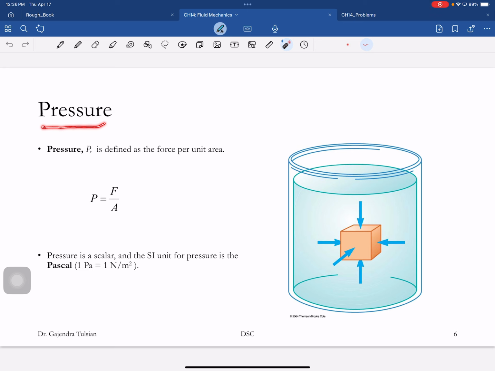So one of the things fluids can do is exert pressure. You immerse an object like that in a fluid and you'll see that the fluid exerts a pressure. The fluid exerts a force which is perpendicular to the face, and pressure is defined as force per unit area.